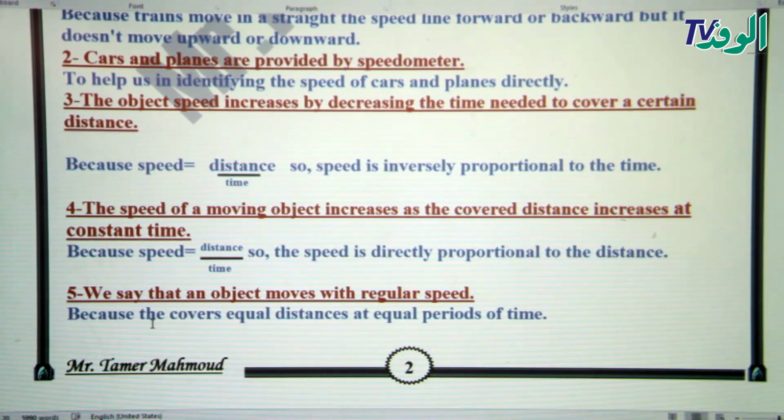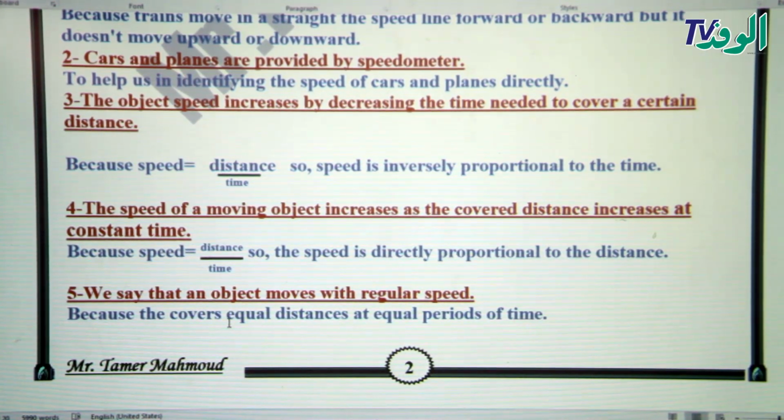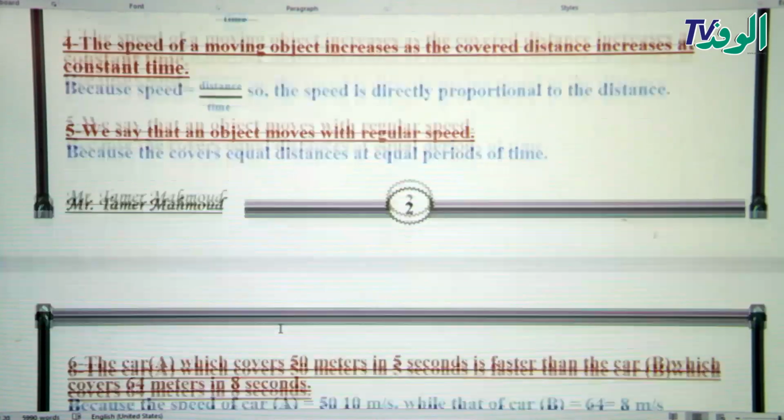Another question: we say that the object moves with a regular speed. Why? Such as we studied in the definition earlier. Yes, very good. Because it covers equal distances at equal periods of time.